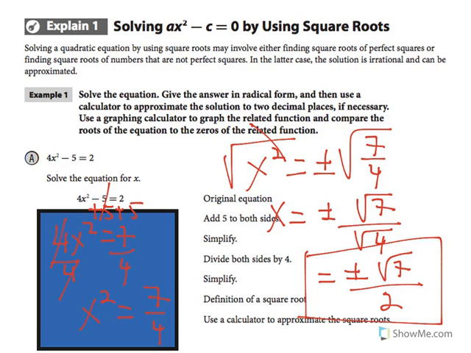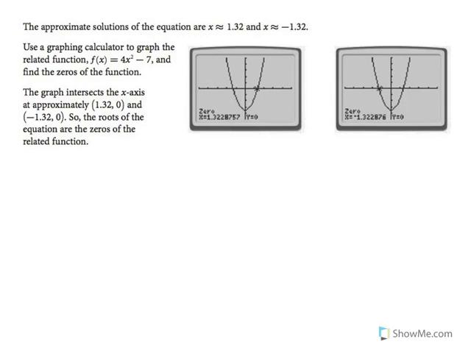So the next slide will show us how to use the calculator to approximate the answers. Okay, so here we're using the calculator. The approximation for x is approximately 1.32 or negative 1.32, or you can use a graphing calculator to find the x-intercepts. So this point is for this one, and the negative 1.32 is for this one here.